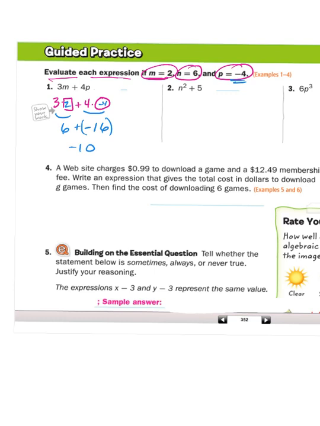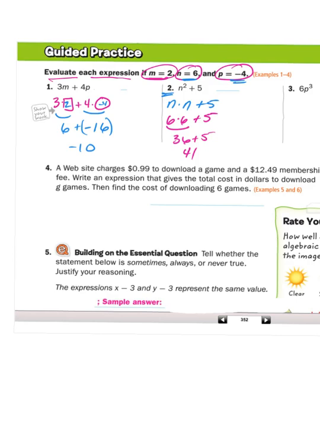Now, this is one that a lot of people, when you look at number 2, ask, well, what is the n squared? And the n squared is just n times n. So that's going to be n times n plus 5, when they tell us that n is 6. So we're going to substitute the 6 in for the n. So we're going to say that's 6 times 6 plus 5, which 6 times 6 is 36, plus 5 is 41.